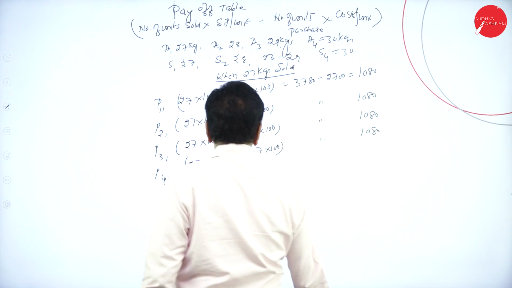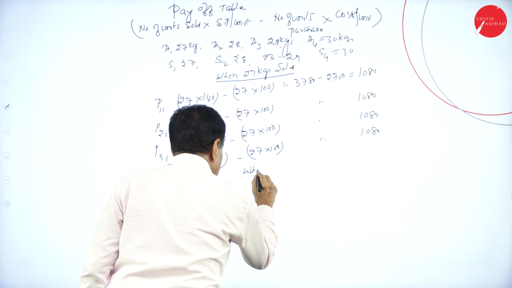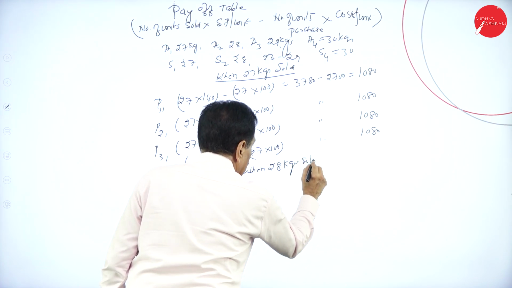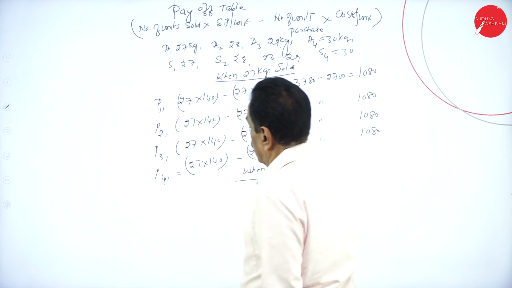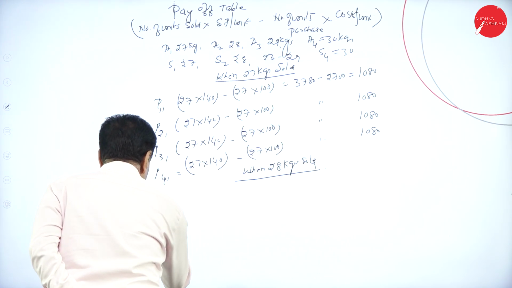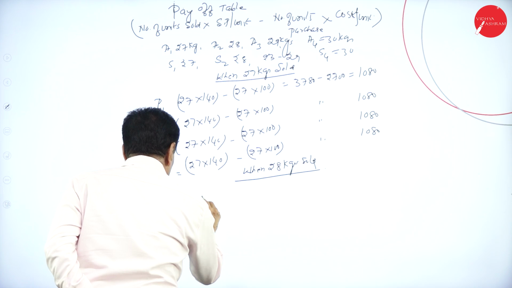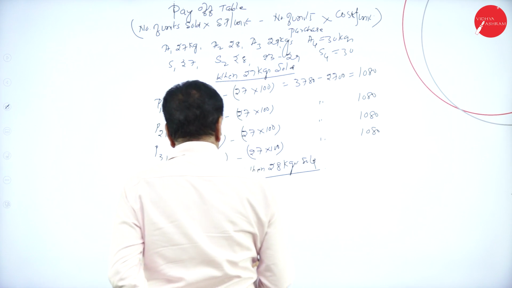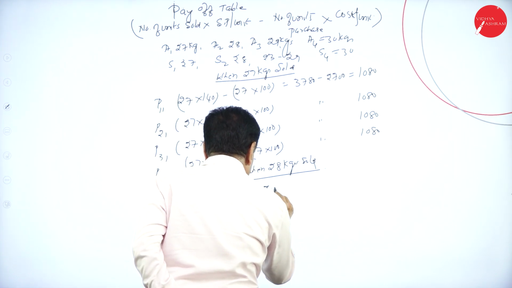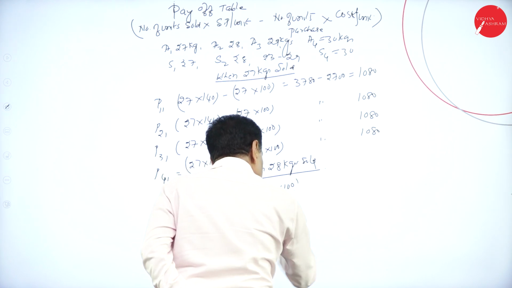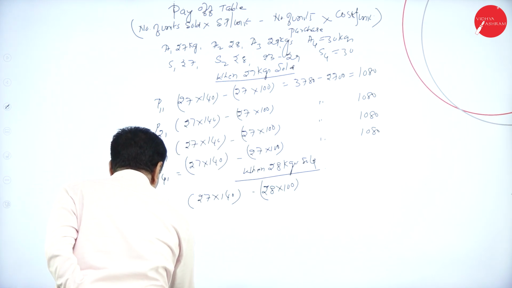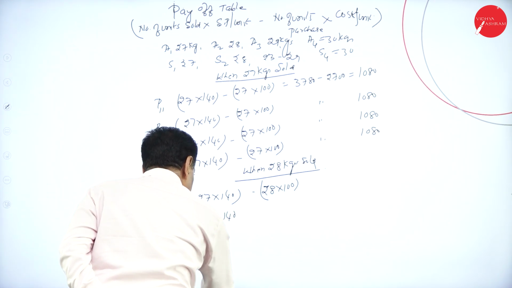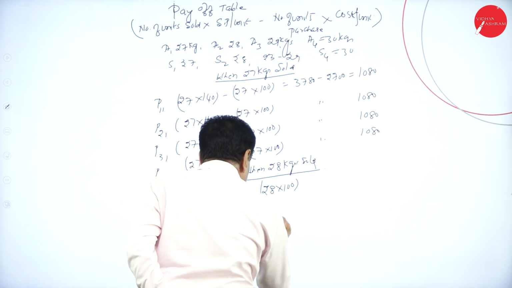Now, when 28 kgs are sold, P12: 27 into 140 minus 28 into 100. Second, P22: 28 into 140 minus 28 into 100.